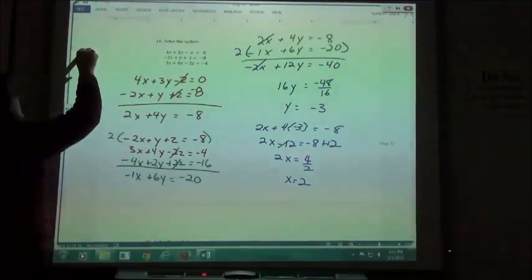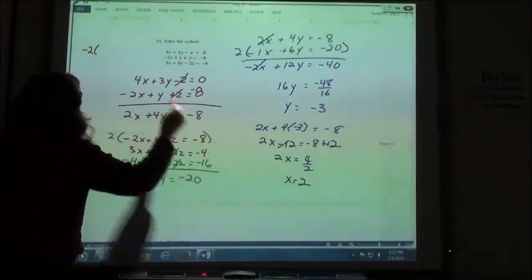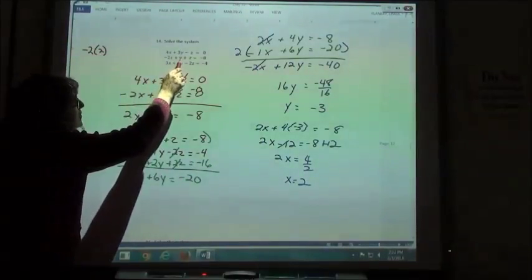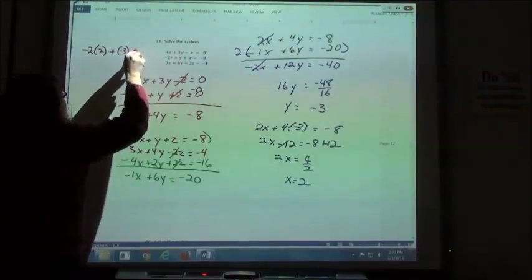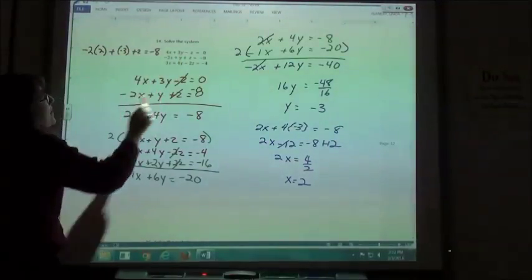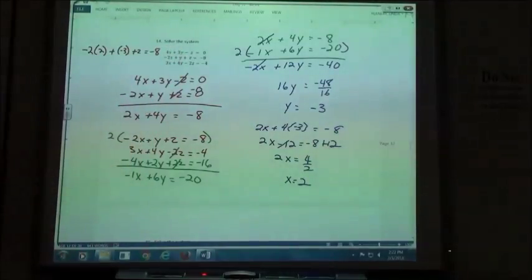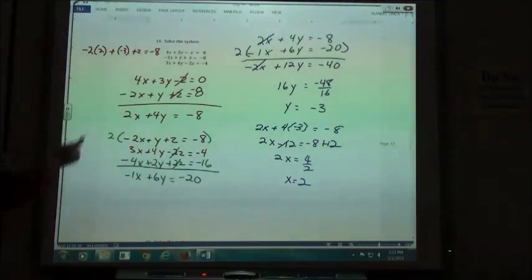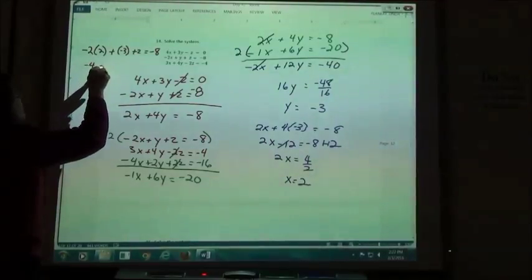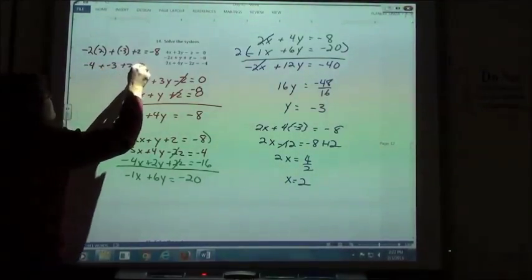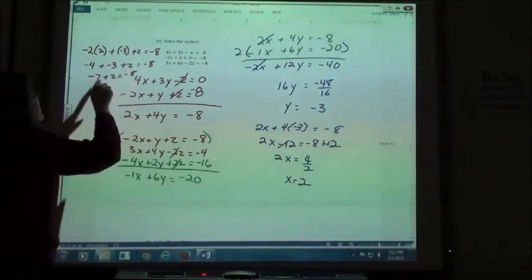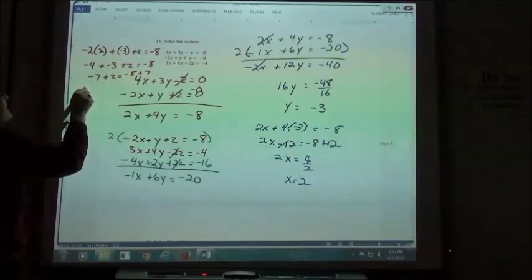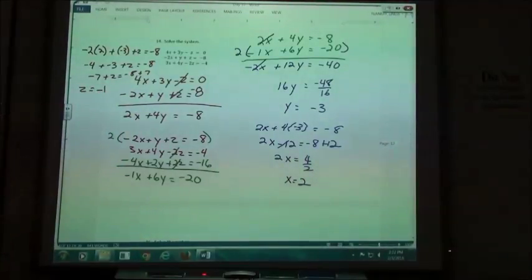So I'm going to use the negative 2 times x, which is 2, plus the y, so plus a negative 3, plus z equals my minus 8. You can use any of those three. I just picked the middle one because it looked easier to do. So negative 4 plus a negative 3 plus z equals negative 8. That would be negative 7 plus z equals negative 8. When I add my 7, z is going to equal negative 1. Should have used a different color. It's running into my red.